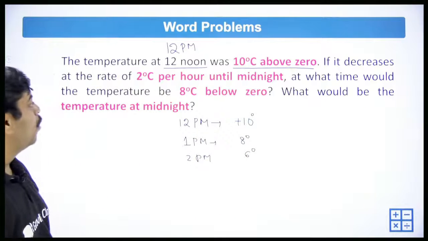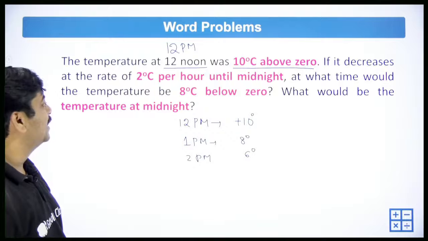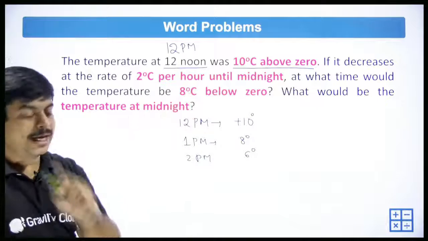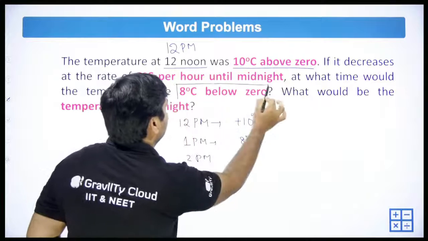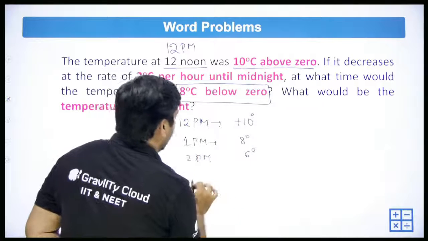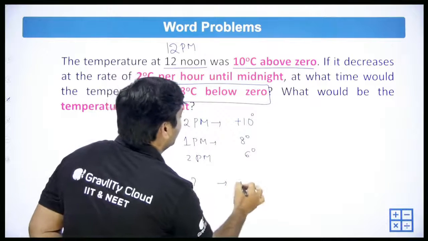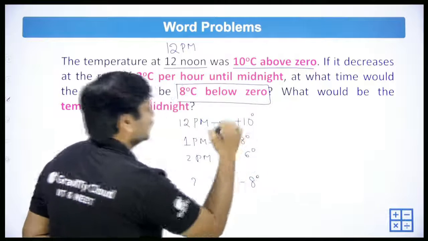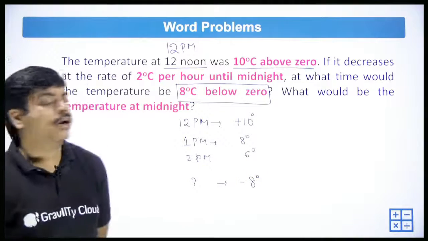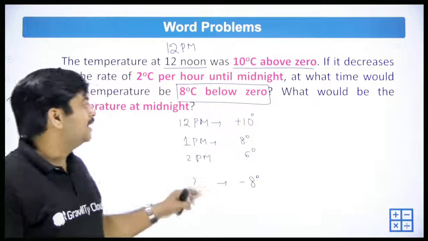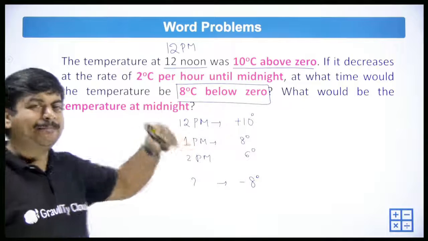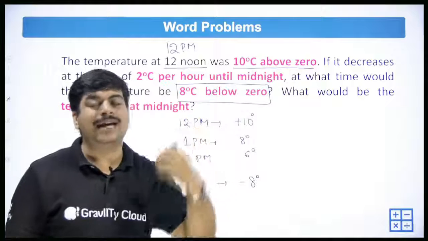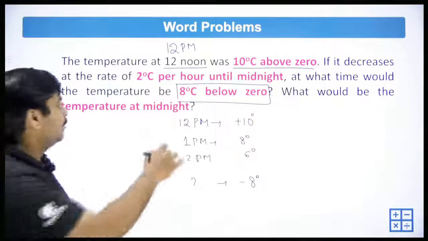The point is, at what time would the temperature be 8 degrees below zero? Careful. It is not 8 degrees, it is 8 degrees below zero. That means at what time will you have minus 8 degrees? And what would be the temperature at midnight? Midnight means the middle of the night, at 12 a.m.